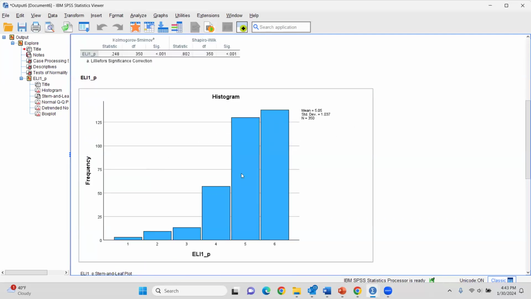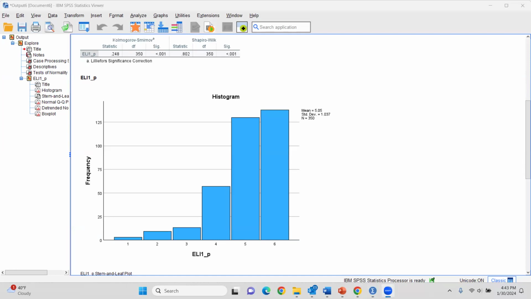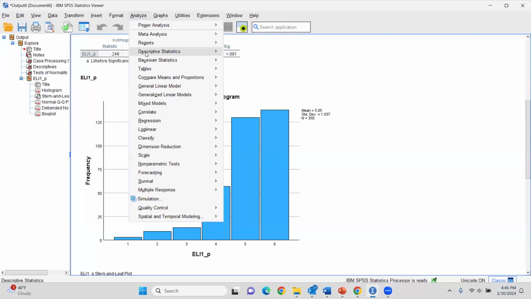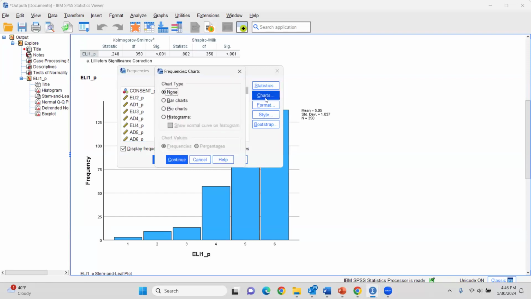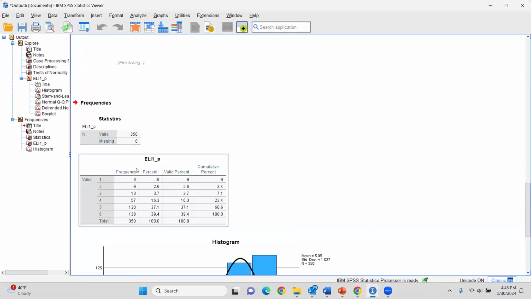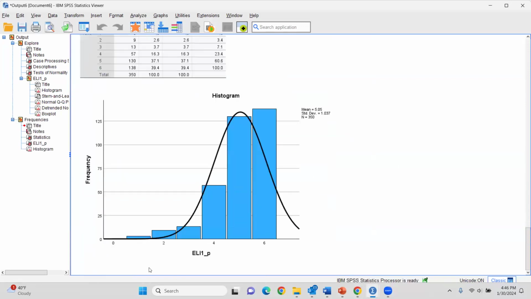Looking at the histogram, this is important too. It lets us see the skewness. We can also take a look at that with a bell curve. So I'm going to show you how to do that. All right, go to Analyze, Descriptive Statistics, Frequencies. Let's move our variable over, hit Charts, hit Histogram, and show normal curve on histogram, and then hit OK. All right, so that lets you see the bell curve there, and we'll talk about these in just a moment.